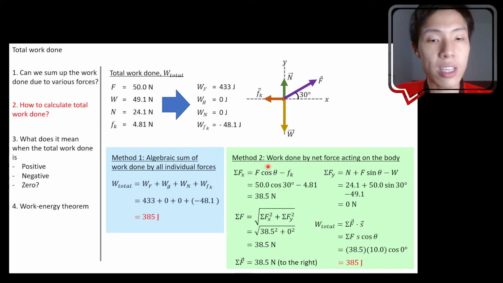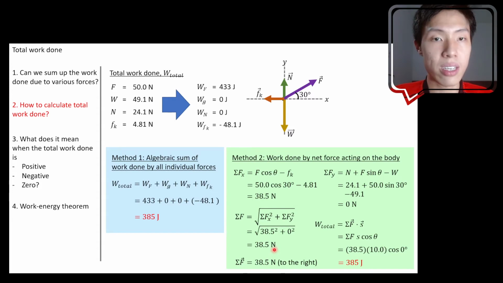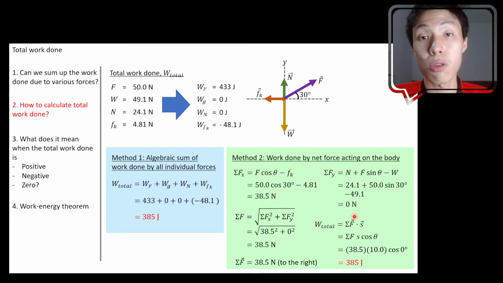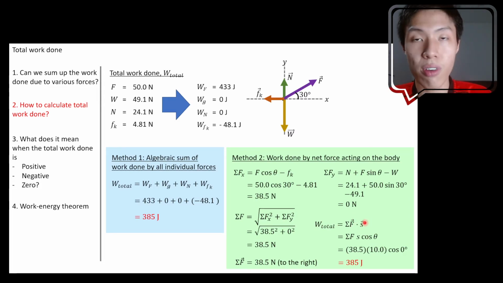Another way of doing it is finding the net force. When you're finding a net force, you need to do a vector sum. You need to find your x dimension, y dimension, combine them, and find the angle. Then after you have done all this, you proceed to find the total work done by doing a scalar product between the net force and the displacement. So these are two different methods of calculating work done, but they will generate the same answer.